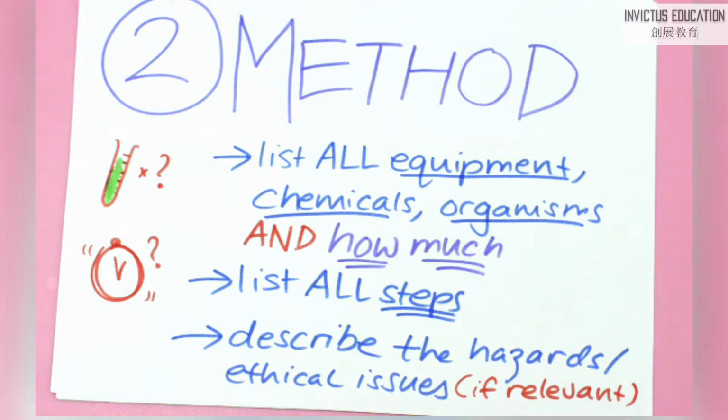Your method should be clear enough so that anyone can read it and repeat your experiment precisely as you conducted it. Also include if you made any changes to the method at any point, and why. Then at the end, briefly discuss any potential hazards or ethical issues as well, if relevant.